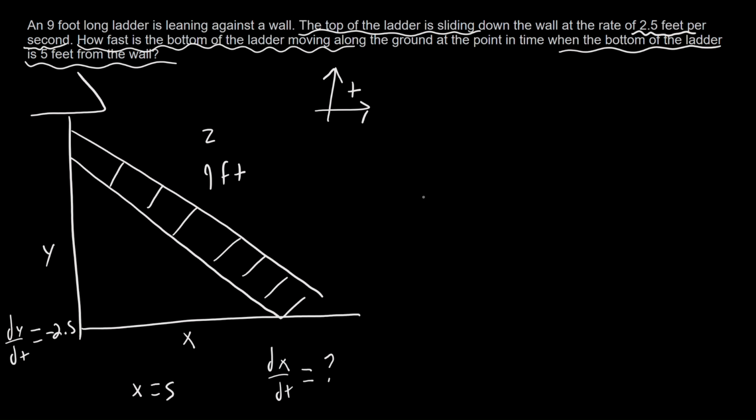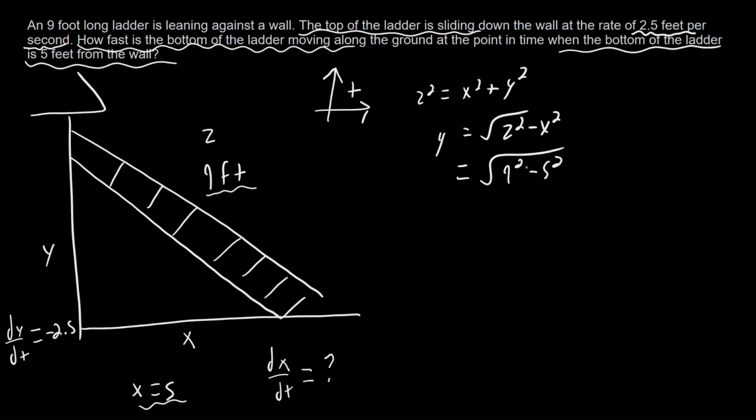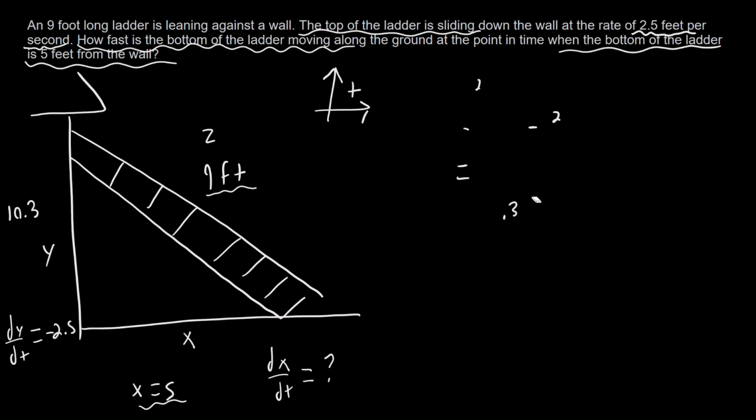So let's find side length y because we know we're going to need it. So we have 9 and 5. So we could just solve for y. So you're going to get approximately 10.3. So we could just erase this. And again, we're going to assume that the ladder's length is not changing because the question didn't make note of that. So dz over dt is 0.